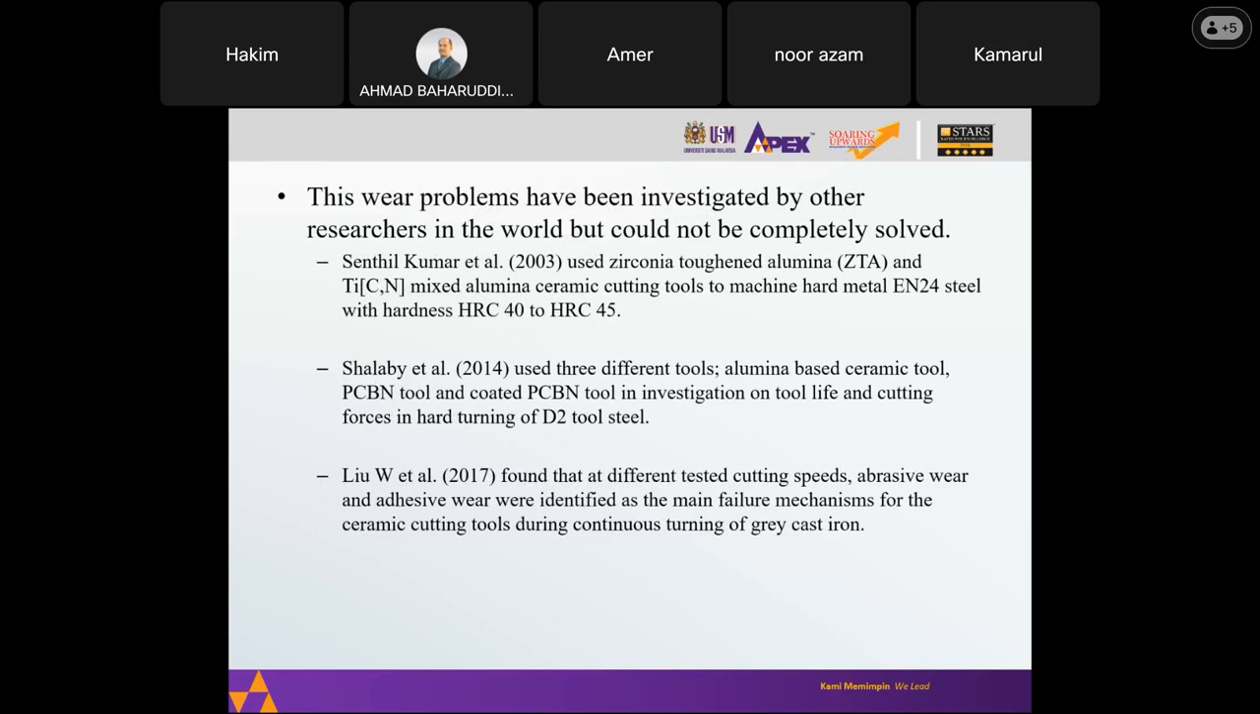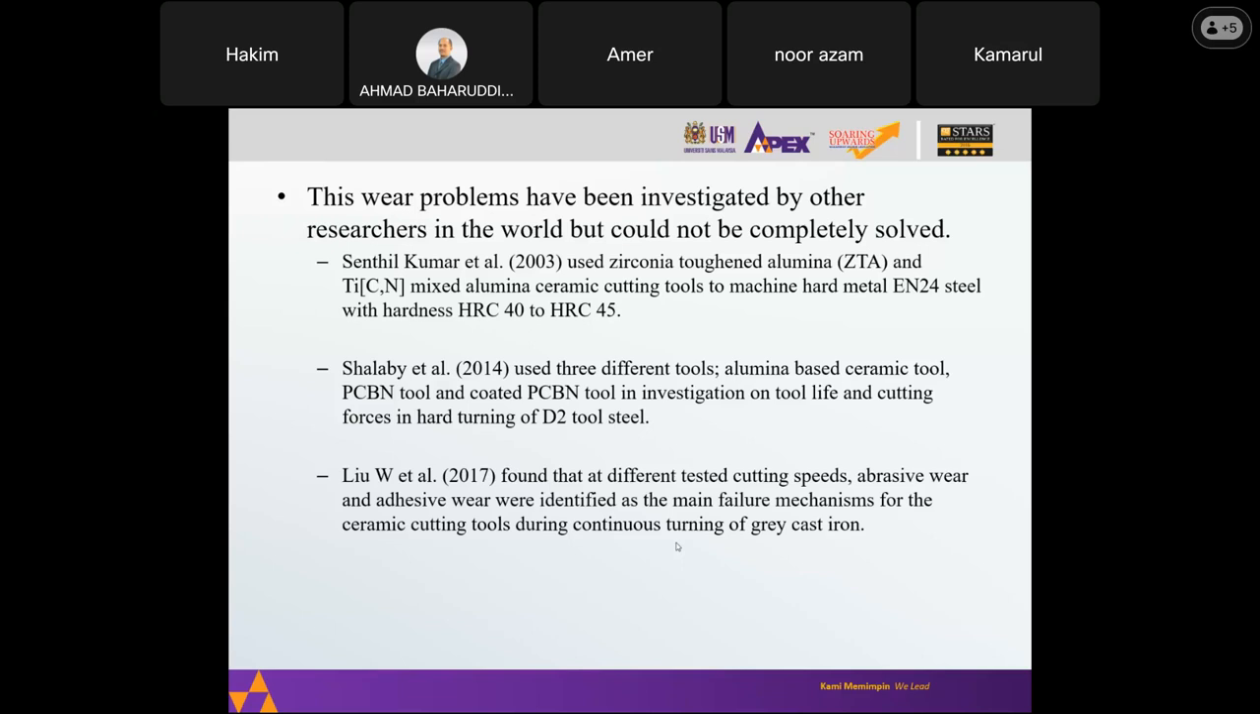Maybe 100,000 that do this. But I show you the same thing: zirconia, the ceramic surface alumina, mixed with titanium carbide and titanium nitride as other materials to strengthen it, to make the zirconia harder, increase the hardness, increase the toughness. Then they performed the cutting tool test using hard metal, P20 steel with hardness HRC 40 to 45.